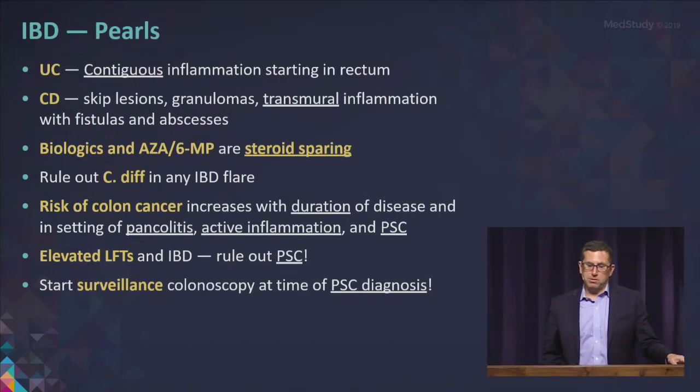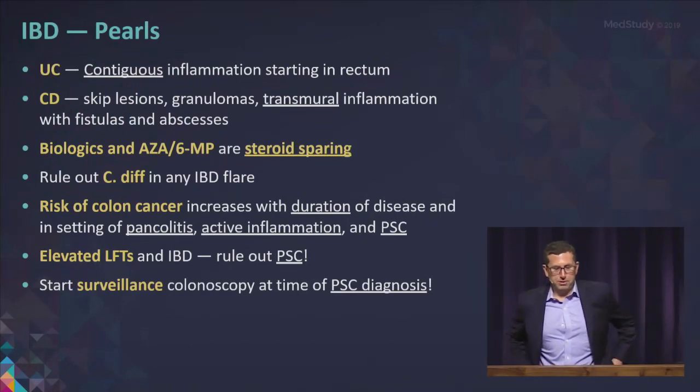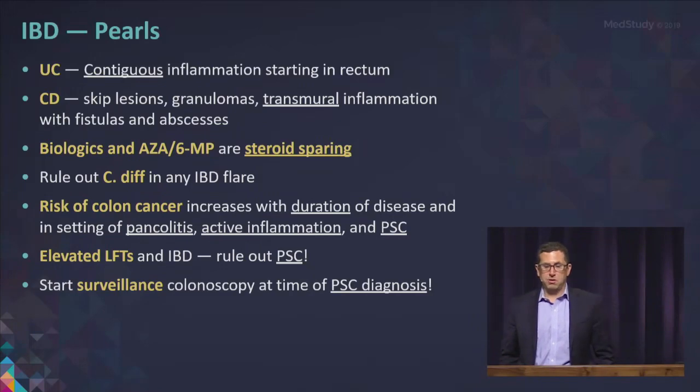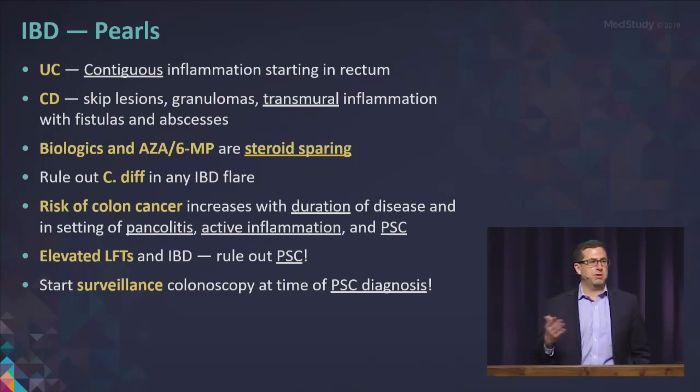So, IBD pearls, we finished the IBD section. UC: contiguous inflammation starting in the rectum. Crohn's disease: skip lesions, granulomas, transmural inflammation, which is why you get fistulas and abscesses in contrast to UC. Biologics and azathioprine and 6-MP are steroid sparing, which is why they're so important in clinical practice. You need to rule out C.